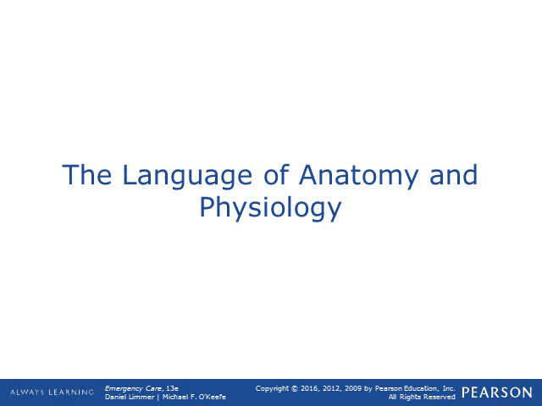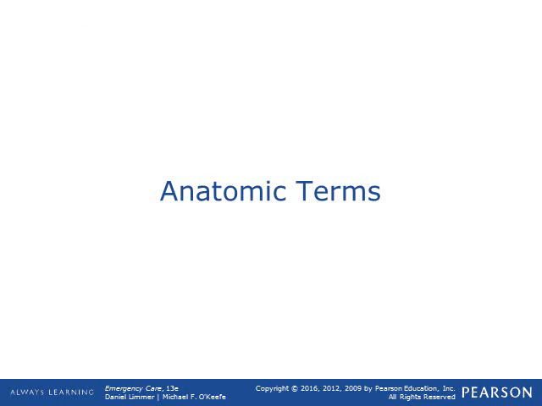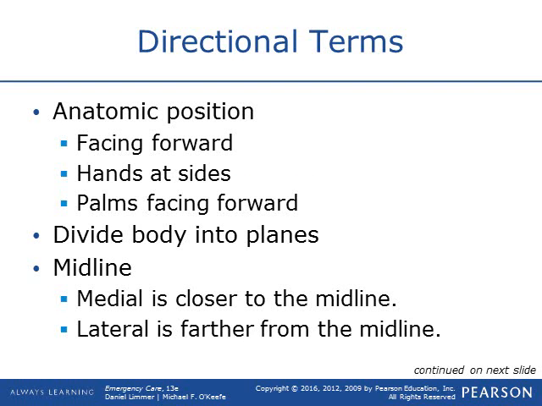Now we'll talk a little bit on anatomy and physiology. So anatomy, basically just the study of the body structure, whereas physiology is the study of that body's functions. So when dealing with anatomy and physiology, you need to know the anatomical terms. So first, anatomical terms. The anatomic position is basically relayed as the person as if they were standing straight up, facing forward, hands at the sides, palms facing forward as well.